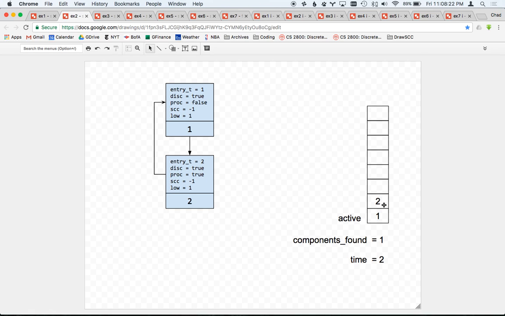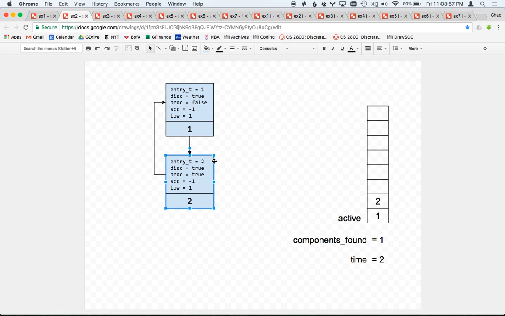And now we are going to pop components off the active stack. So we are going to pop vertices off this active stack, and all of the vertices on the active stack down to the current vertex should be part of the same strongly connected component. That is our big trick. And how do we know that's going to be the case? Well, we know that the low of vertex 1 is itself, which means that you can't get back to any earlier ancestor of vertex 1.